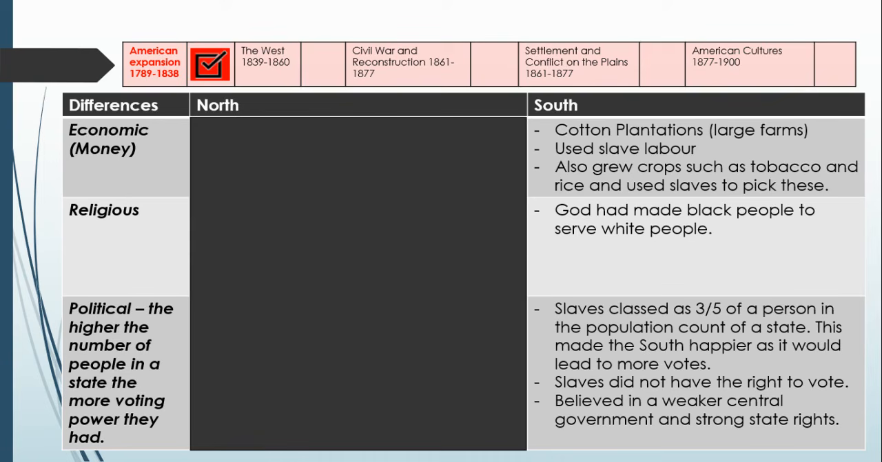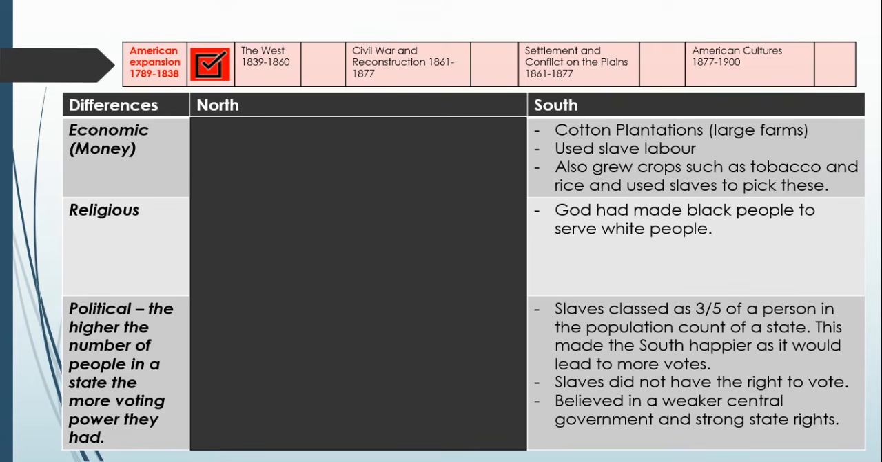Politically, they have come up with quite a strange compromise. They said that slaves would class as 3/5 of a person in the population count of a state. Now, this might seem strange because you might think, why would they want to recognise that slaves are a person? But remember, the more people you have, the more political power you have. So they class slaves as 3/5. That means that they can still have some power from them, but they are not equal. Slaves did not have the right to vote, which we've spoken about, and this is what the South believed.